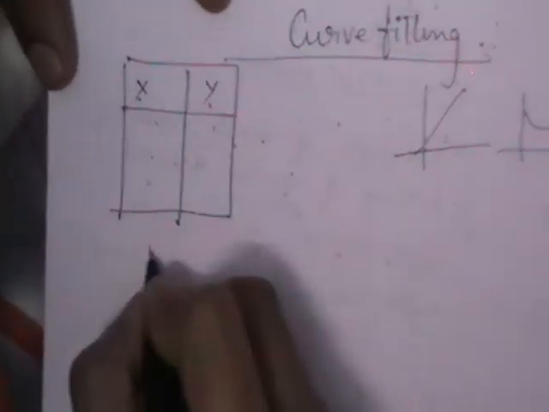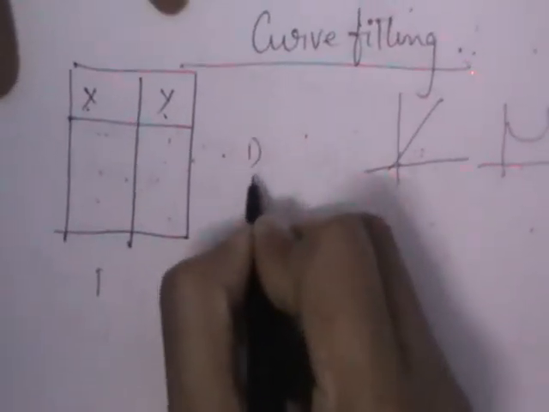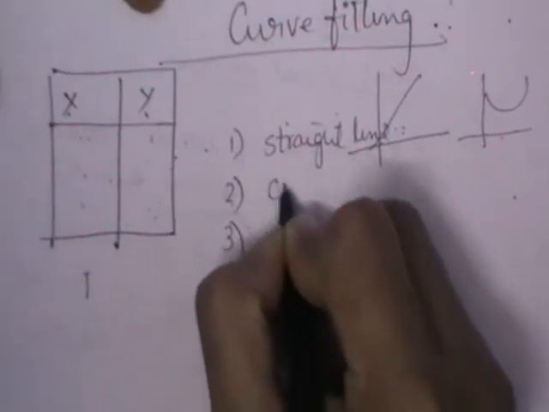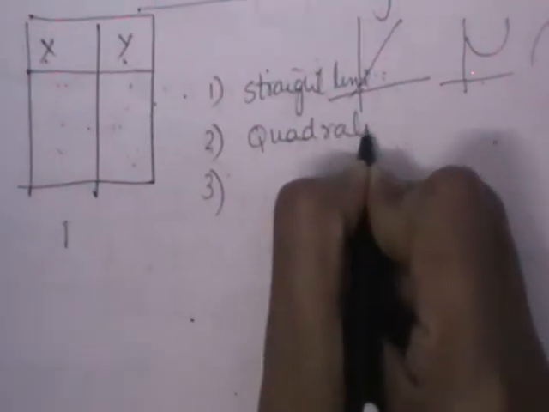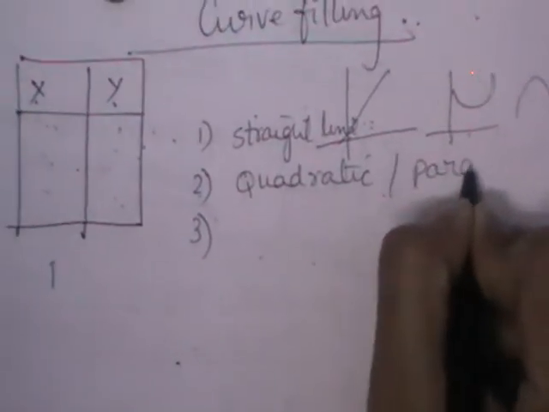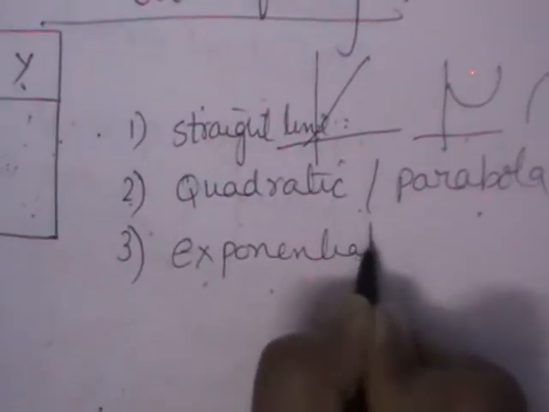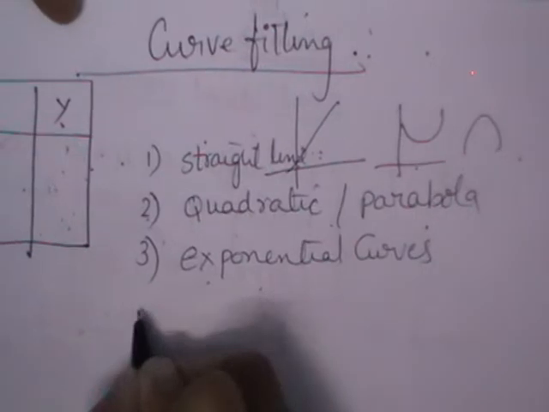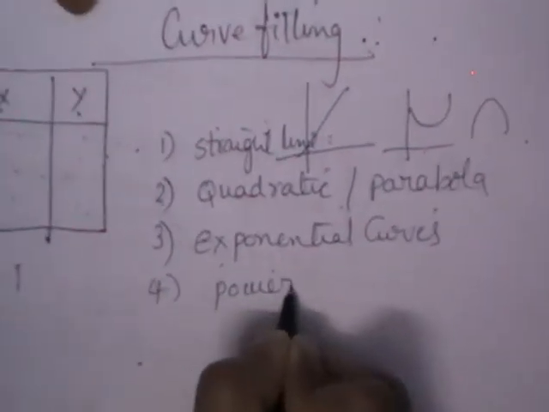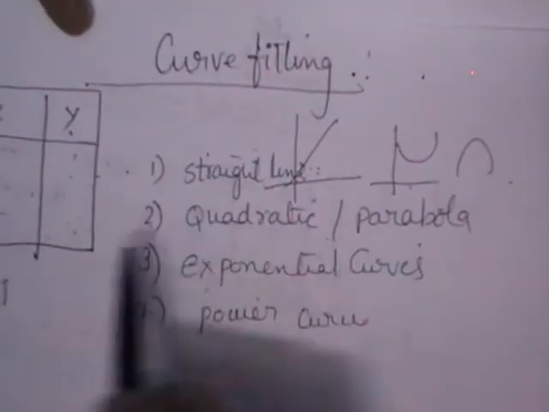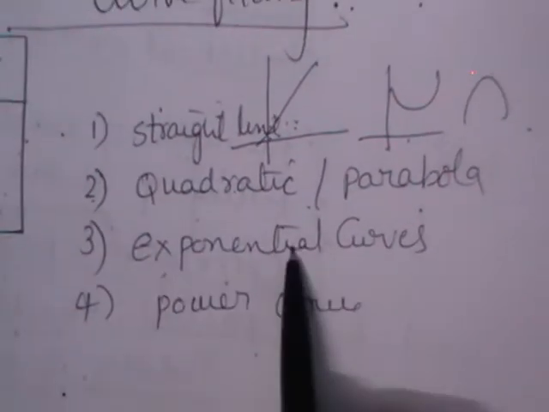if you want to fit, you can fit a straight line. What are the different forms the data can represent? It can represent a straight line. It may represent a quadratic equation or parabola, or exponential curves, or a power curve. The data may represent either of these: a straight line, a parabola, an exponential form, or a power curve.